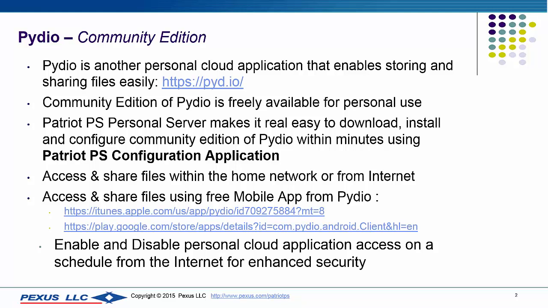You can access and share files within the home network or from the internet. You can also access and share files using the free mobile app from Pydio, which is available both for iOS and Android. This presentation assumes that you have already done the initial Patriot PS personal server configuration.